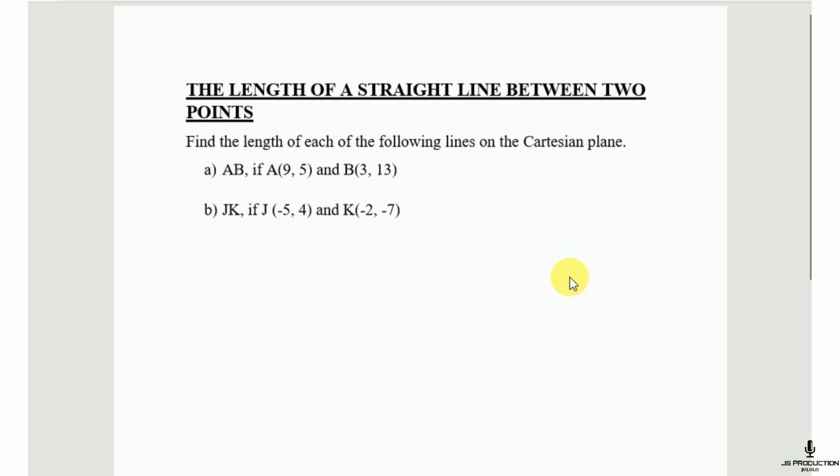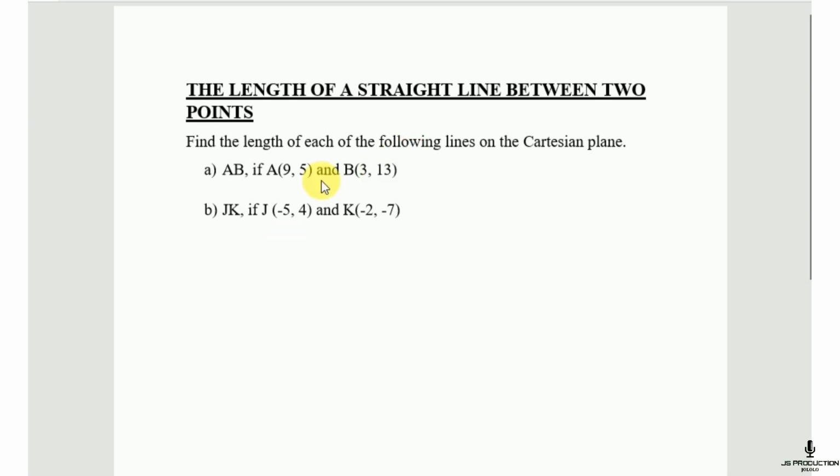So we have A, you're supposed to calculate line AB if A is 9,5 and B is 3,13. So we are going to start with the first question. The first thing that you're supposed to do there is to identify your x1 and your y1. You also need to identify the x2 and the y2. So that's the first thing that we are going to do.